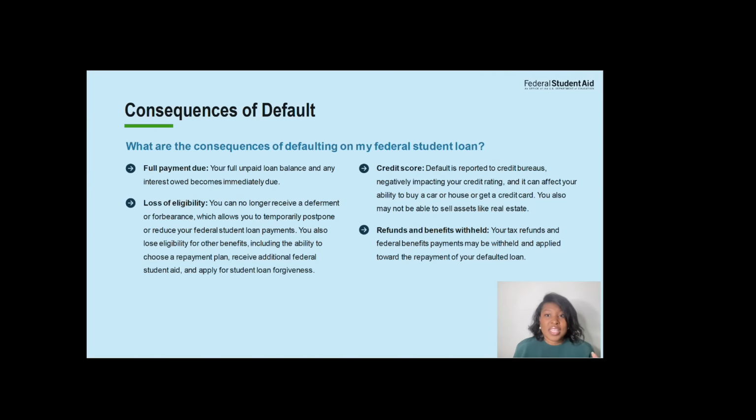The third thing that is a consequence of being in default is that you lose eligibility. Now, this eligibility is not just for being able to have a monthly repayment plan, but it also means that you won't be eligible for deferment or forbearance, and you won't be able to postpone or reduce your federal student loan payments as well. You also lose eligibility for other benefits, such as choosing a repayment plan that might be the best bet for you, and also receiving additional federal student aid if you're continuing education or if you're planning to return back to education.